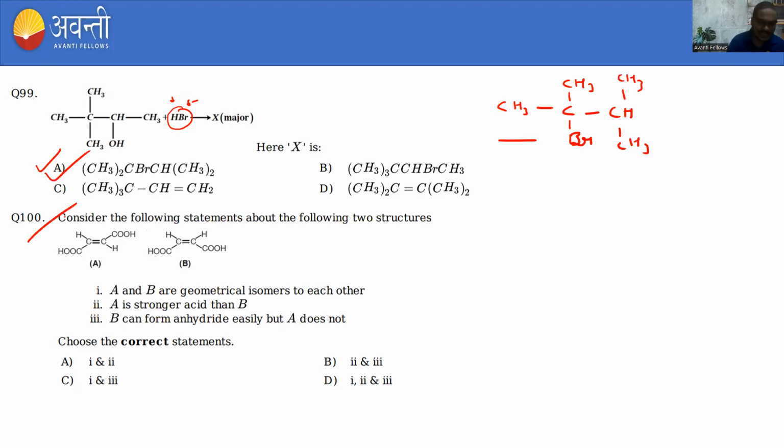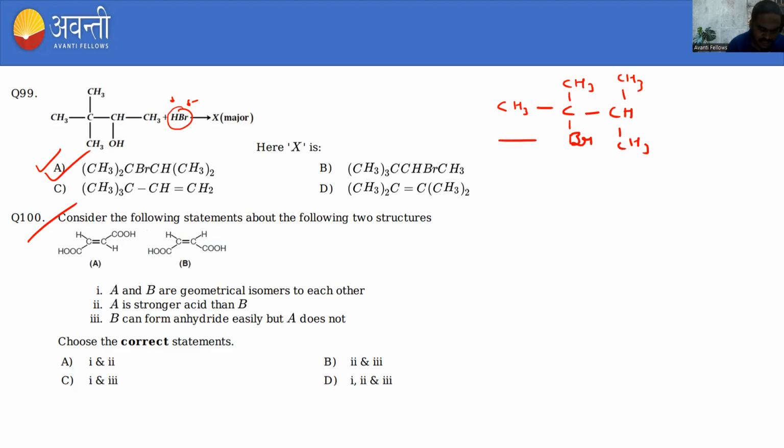Now, move to the last question. Consider the following statements about the two structures, A and B. They are asking: A and B are geometrical isomers of each other; A is a stronger acid than B; and B can form an anhydride easily, but A does not. You have to find which one of the following is correct, whether A or B is the stronger acid, or whether they will form this reaction or not.